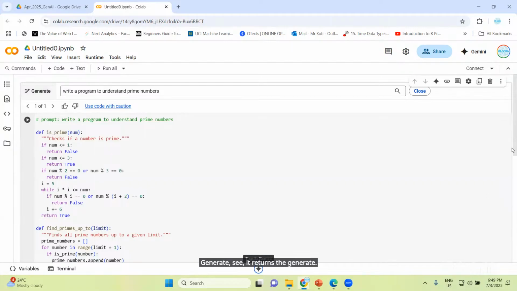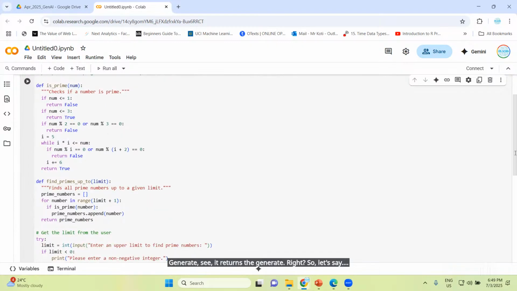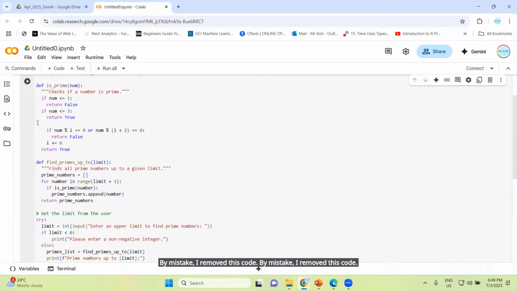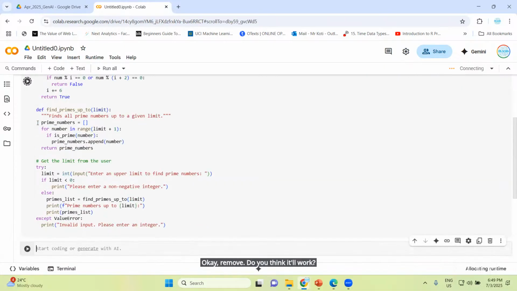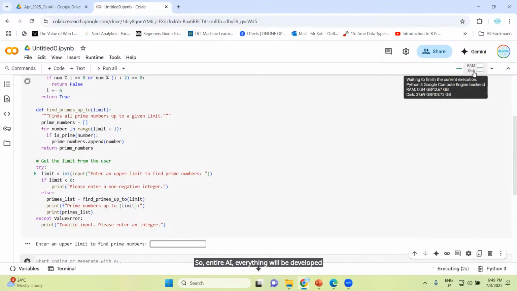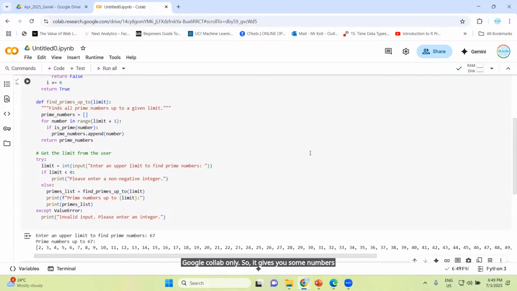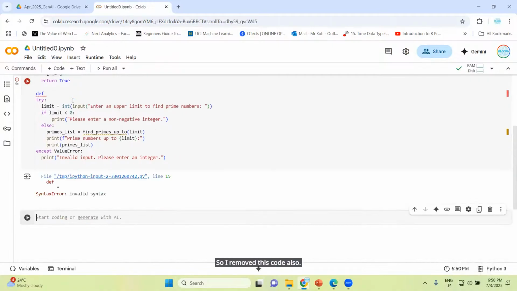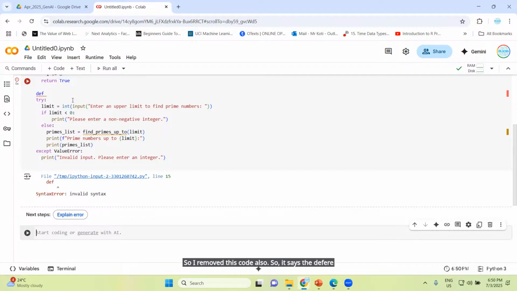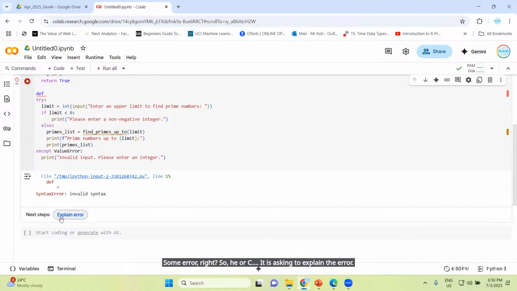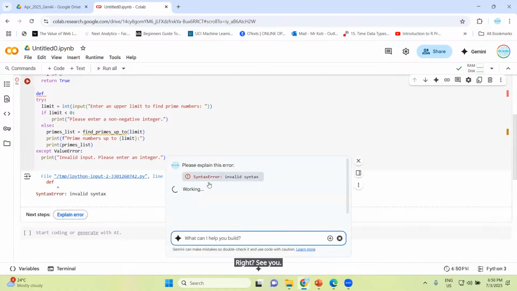Right. So let's say by mistake I remove this code. Okay, removed. Do you think it will work? I started executing. It is connecting, guys. Entire AI, everything will be developed in our course by using Google Colab only. So it gives some numbers. Okay, so I remove this code also. It says the def error, some error, right? See, it is asking to explain the error. Please explain this error.